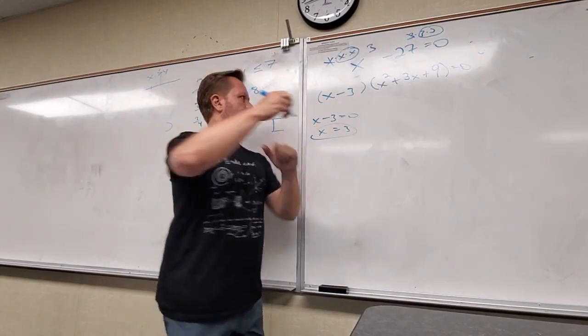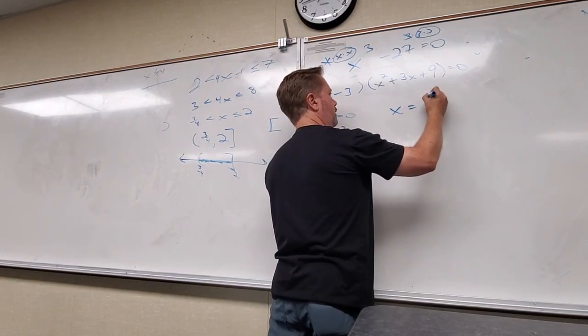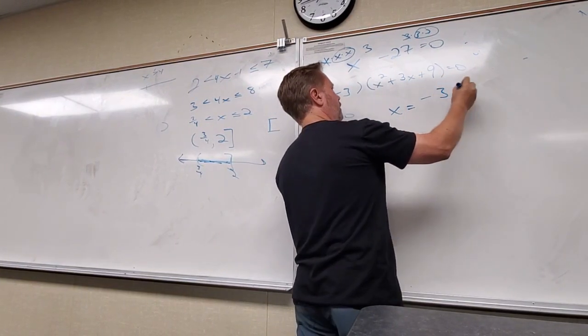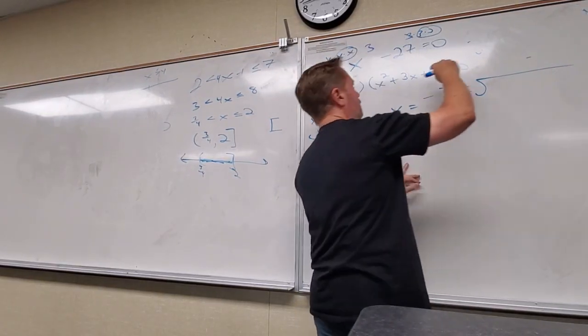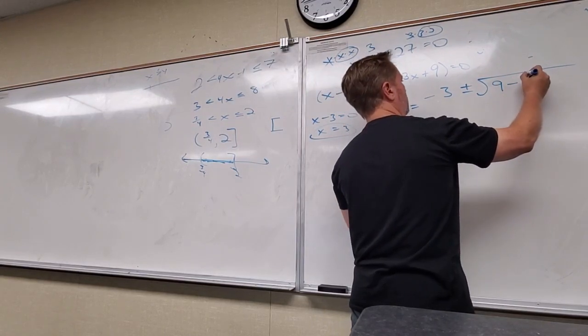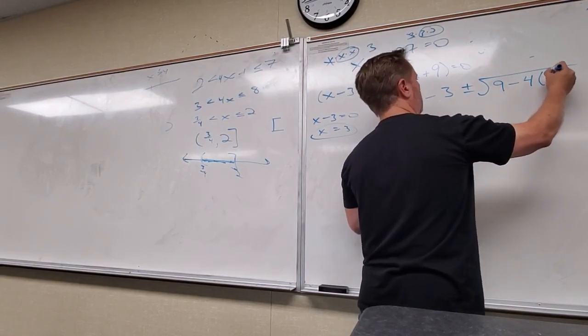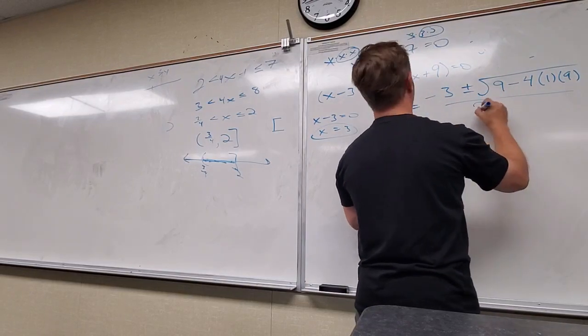Quadratic formula. X equals the negative opposite of b, plus or minus the square root of b squared minus 4 times a times c, all over 2 times a.